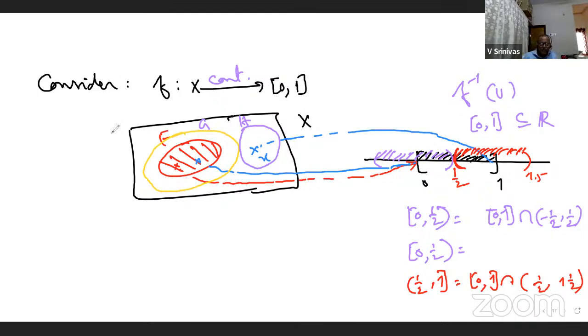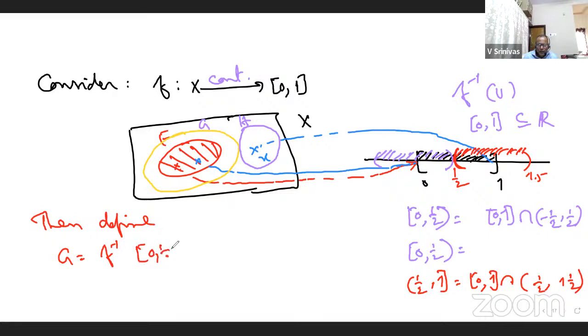Okay, so consider F to be this, then define G to be F inverse of this one, left closed 0 and right open half, the inverse image of this, and H to be equal to F inverse of, am I correct? Yeah, half, 1, right closed, left open. Okay, you go for the inverse images of this: 0, half, left closed, right open, and half, 1, left open, right closed.